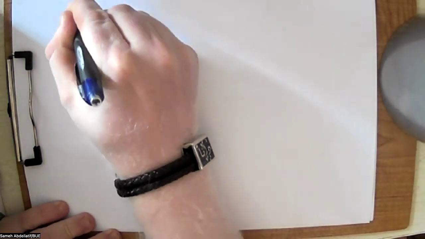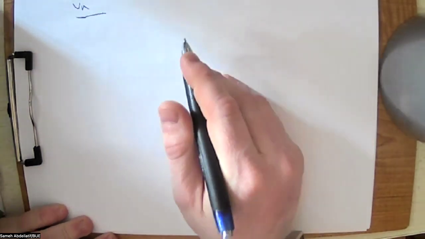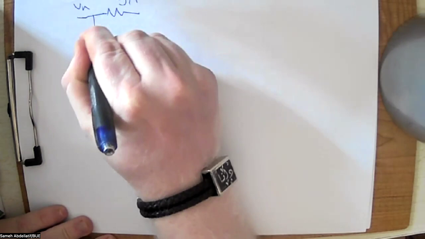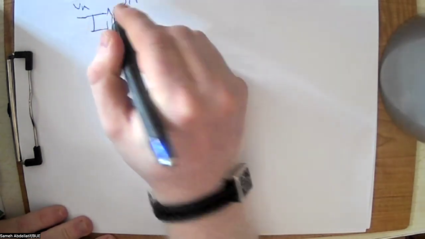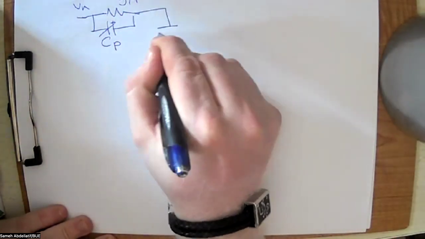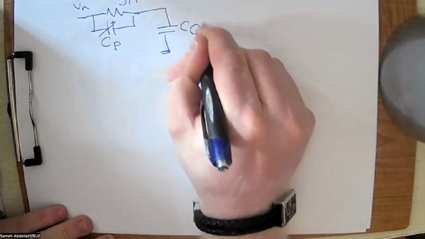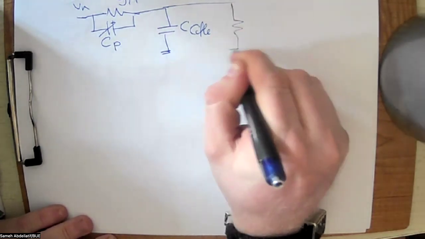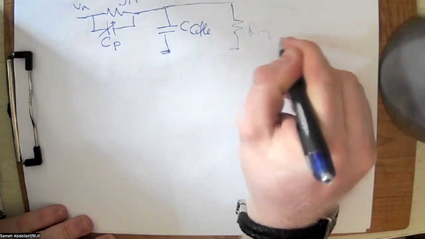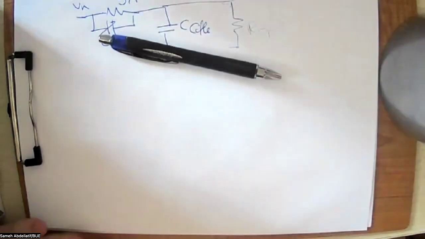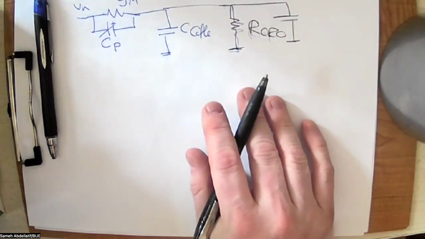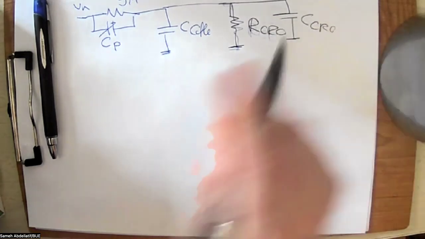So this is the input Vin. First we have the probe, which is 9 mega, and here a capacitance, so this is C probe, and this is 9 mega. And then we have the cable, so this is C cable. And then we have the input impedance of the oscilloscope, so this is R CRO, and in parallel we have C CRO, as you can see. So this is the capacitance.